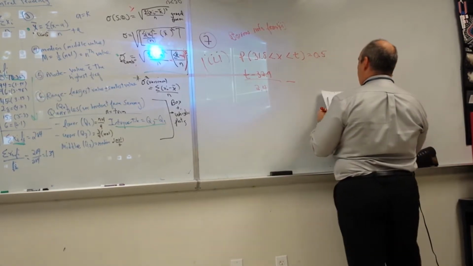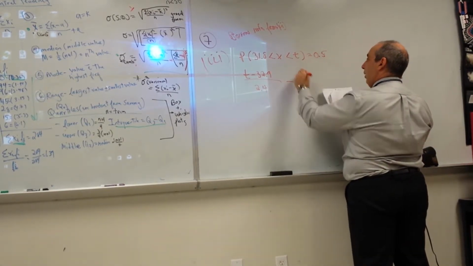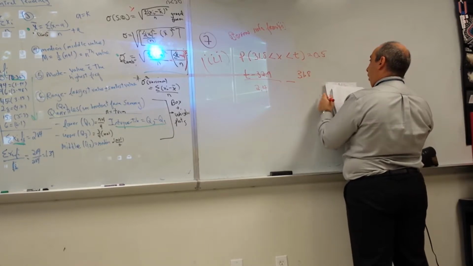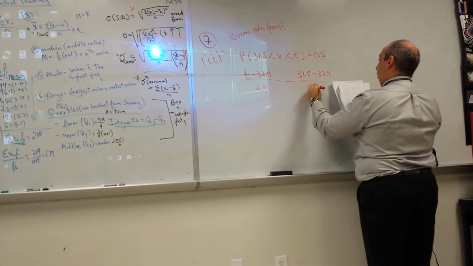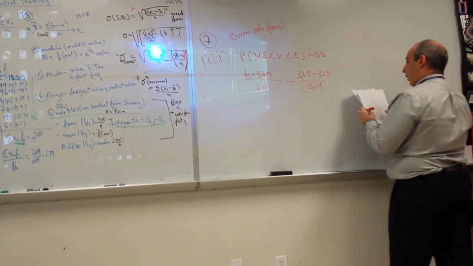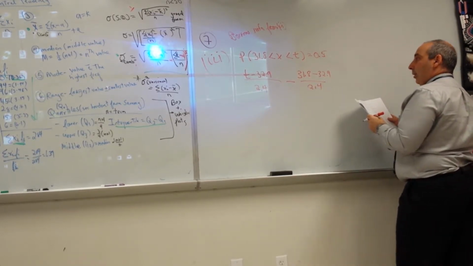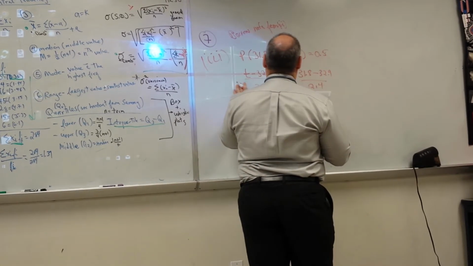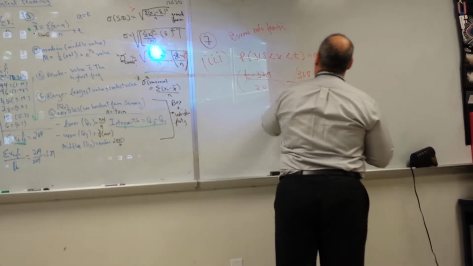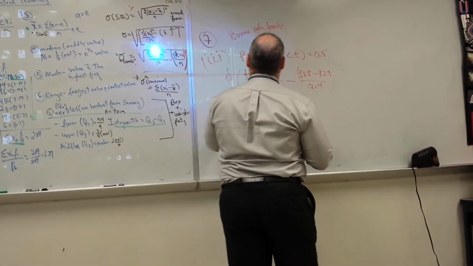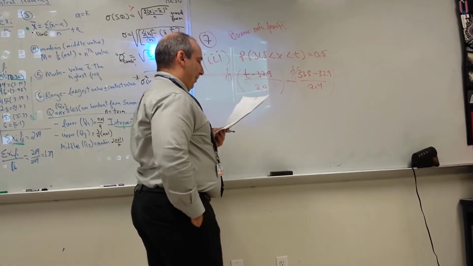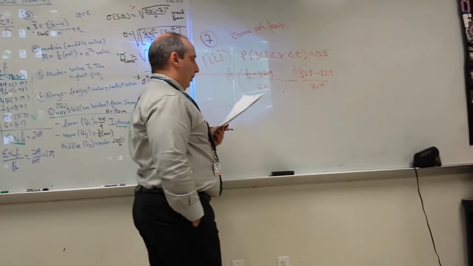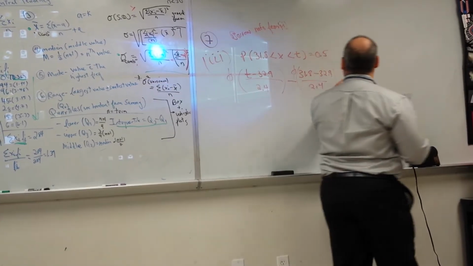What's the next one? 31.8, is that right? That was given to you, right? Minus 32.9 over 2.4. How are we doing so far? Good. Now remember, you're going to get a value, but we don't know t. You'll know the probability, and all this jazz equals what? 0.5.